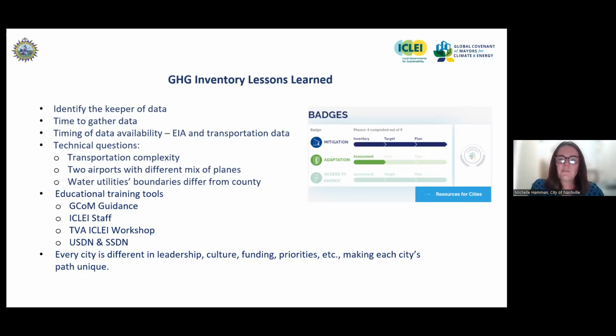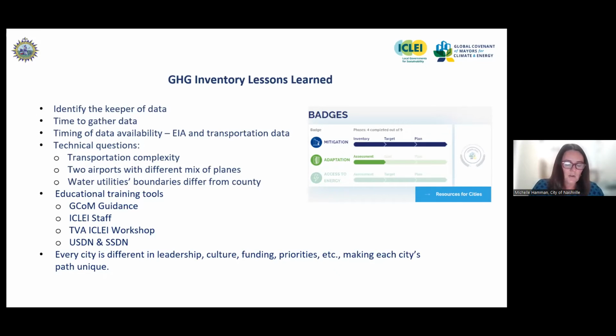Some of the lessons we've learned over the past inventories is that it's important to identify who's the keeper of the data. It's not always easy to find out where you can find the data. It also takes a long time to gather the data, sometimes longer than you expected, and you have to plan. One of our other obstacles have been the timing of when the data is available. So both the EIA and our transportation data are only available about 2 years later.